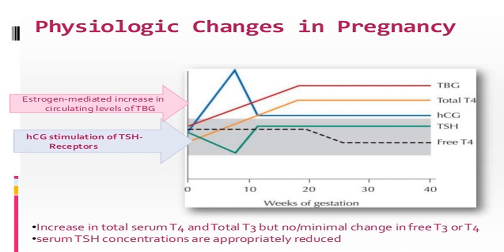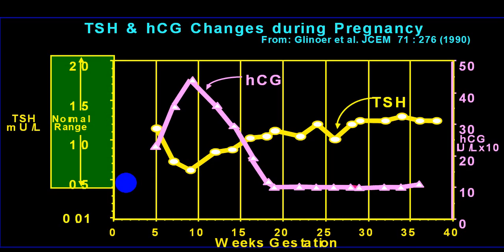So this is one chart which shows you what the changes are during pregnancy. TBG levels start rising. T4 levels are also elevated. Human chorionic gonadotropin hormone level initially is high and then later on becomes normal. TSH level is usually normal, while free T4 level will fall during the last trimester. So that will be the way you will see your reports of T3 and T4 during pregnancy.